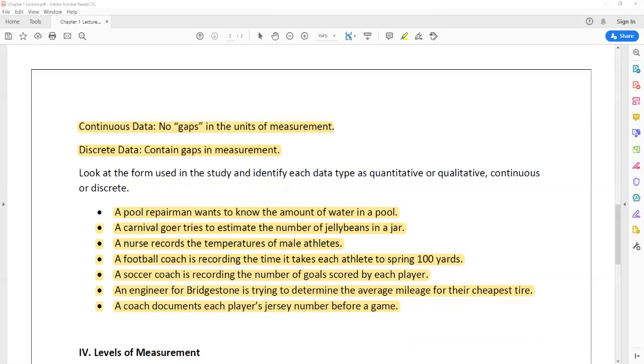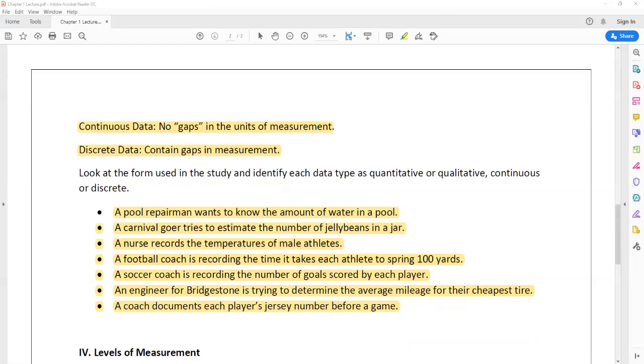Think about maybe counting M&Ms in a bag, right? You would take those out and you could actually pick them up one by one and count those. So if you can count them and there are gaps in between them, so to speak, you have discrete data. Otherwise, if it's continuous, right, no gaps, then you have the continuous data.